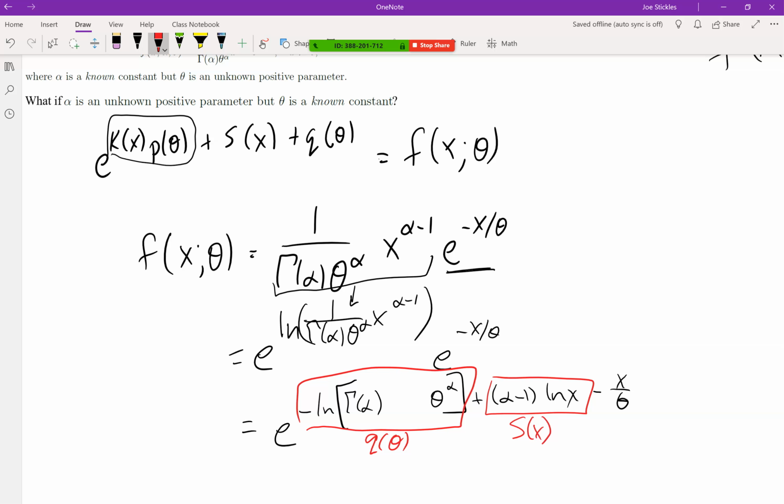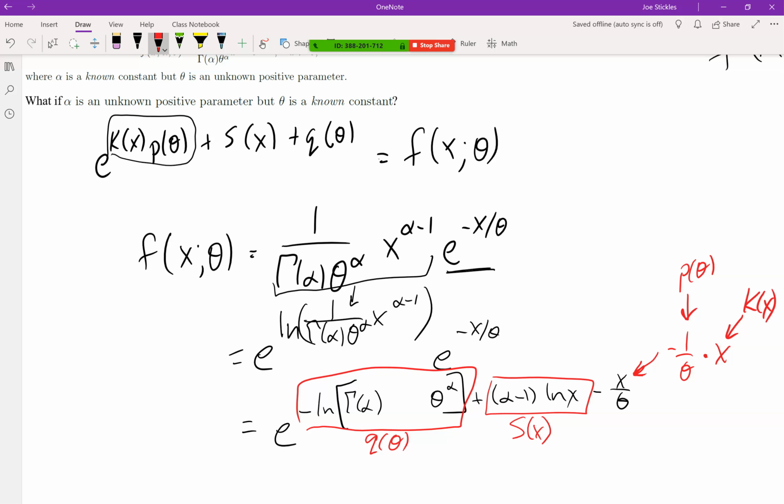So those two pieces are split apart like they're supposed to be. One has to be a function of theta with no x's in it. One has to be a function of x with no thetas in it. The last piece is that product piece that we need to split apart. So we can see that this piece is minus 1 over theta times an x. So the minus 1 over theta part will be the p of theta, and the x part will be your k of x.